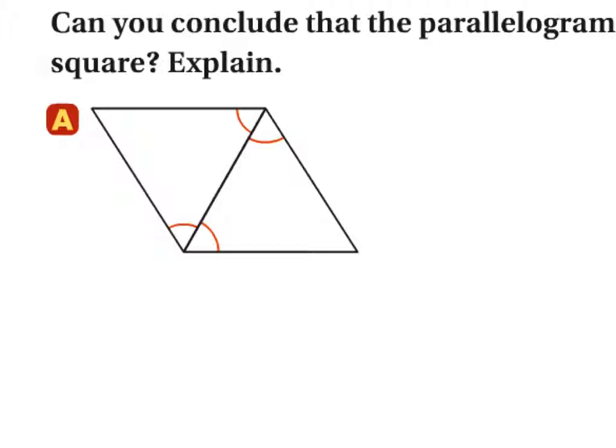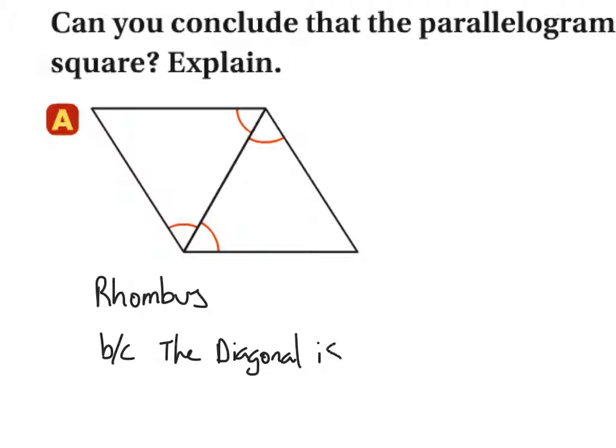So therefore, this shape must be a what? Rhombus. It's a rhombus because the diagonal is an angle bisector. Or you could simply say theorem 6, off the top of my head I can't think of which one that was, 6-17? Yes.